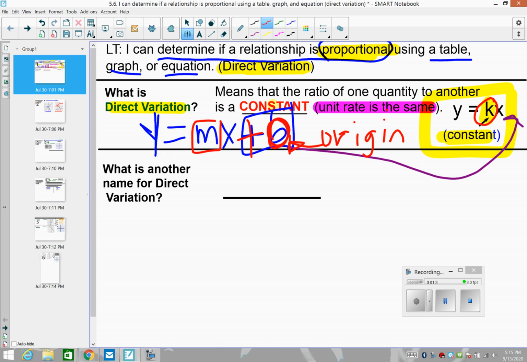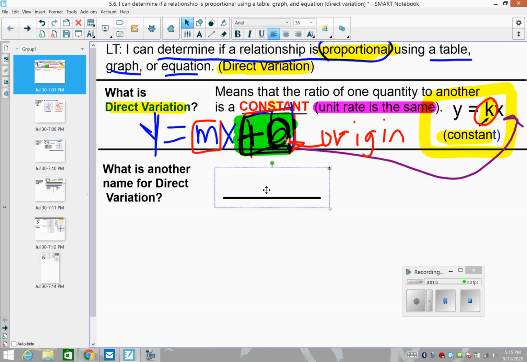All right, so we're going to tackle this today, and really the big heavy hitter of today's lesson is that in order for it to be in direct variation, your plus b has to be 0. If you know that going into the lesson, you will have success with this lesson. So what's another name for direct variation? We covered it at the very beginning.